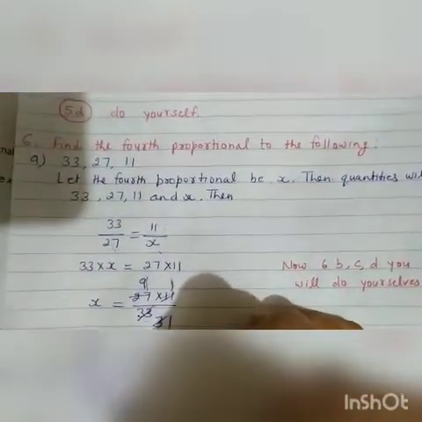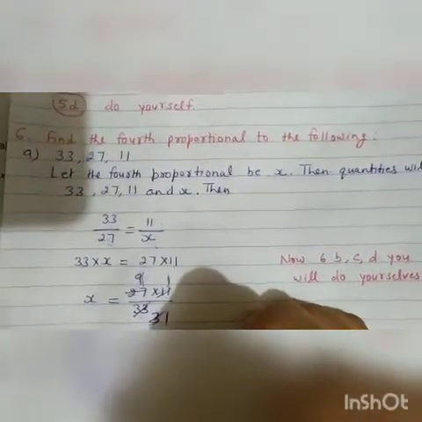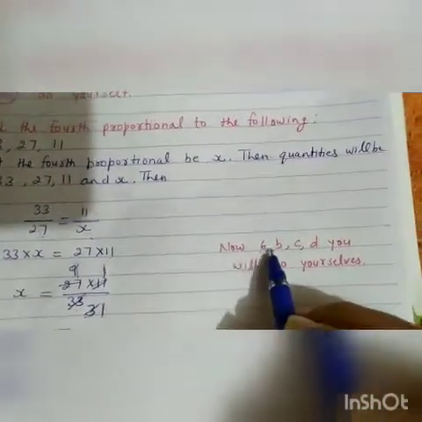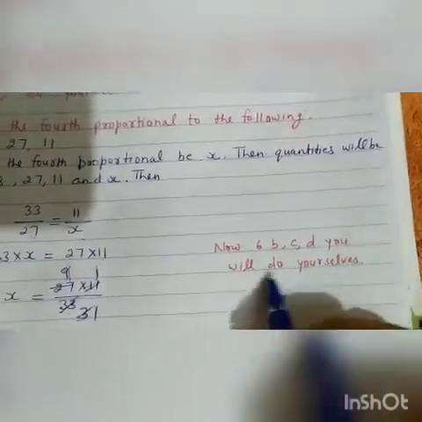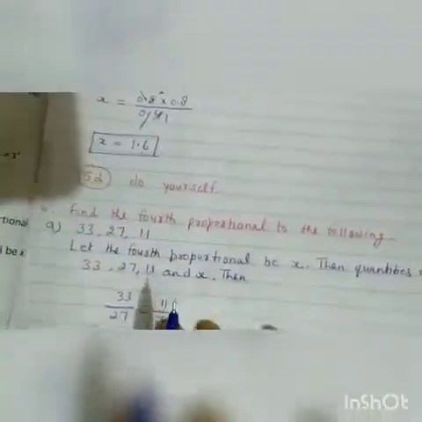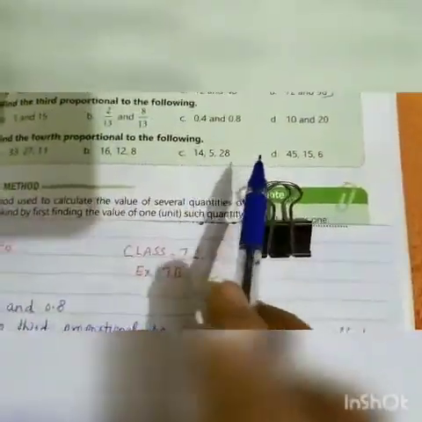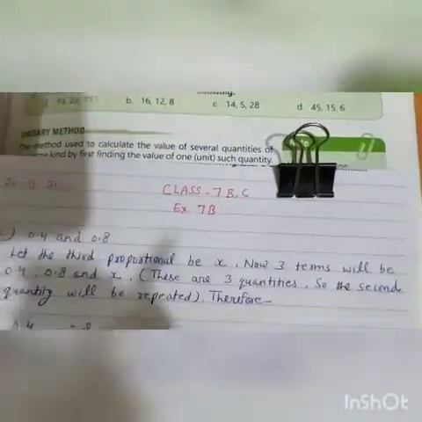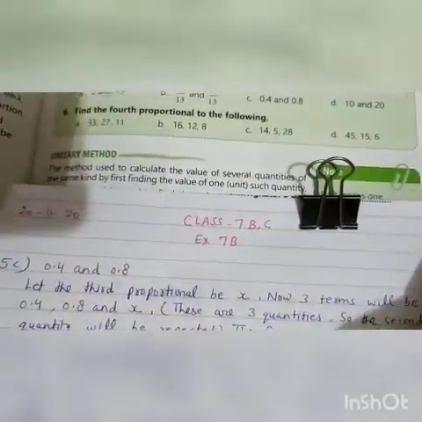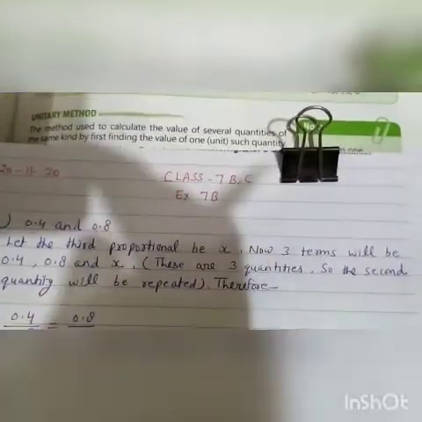Here students, not B and C, not C and D, you will do now 6B, C, D yourselves. All four are the same. See here, all four are the same. So I have explained the first part. Now you will do the second part by yourselves.